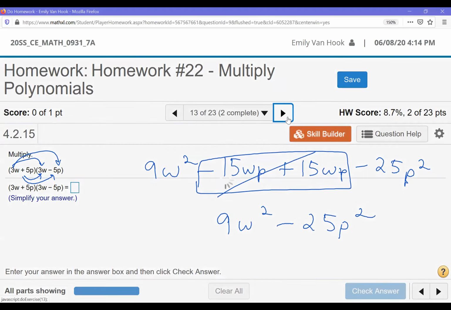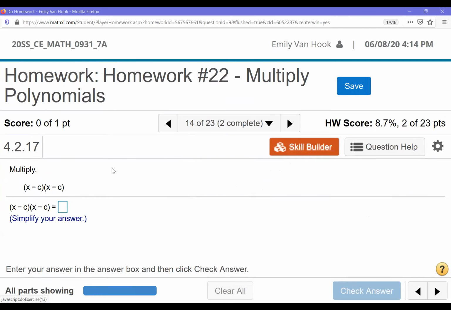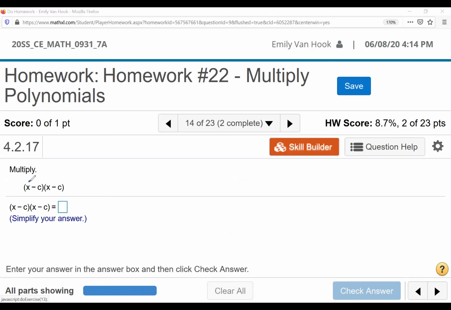That was 13. 14 is kind of similar in that the 2 middle terms look like they're going to cancel, but I don't think they are. So x times x, x squared. This is minus xc. I'll just write minus cx here, just to show you that it's okay. Negative times negative is positive c squared.